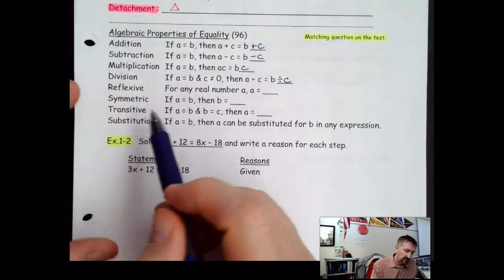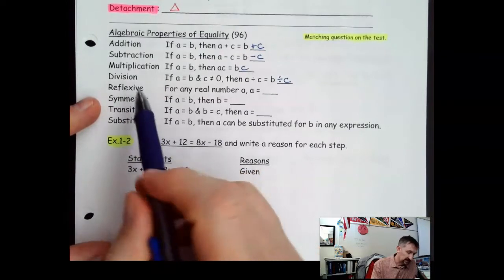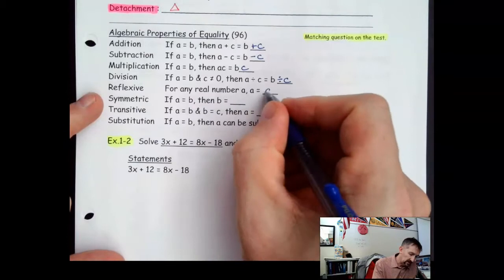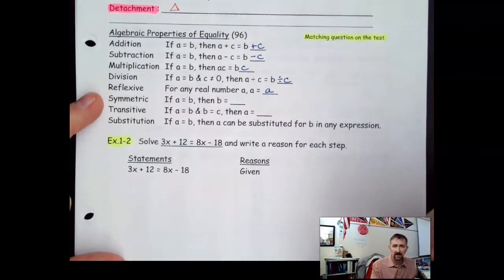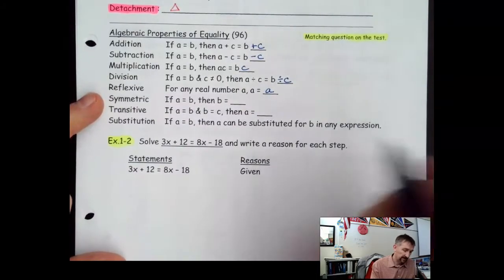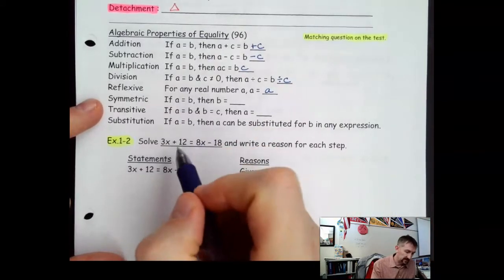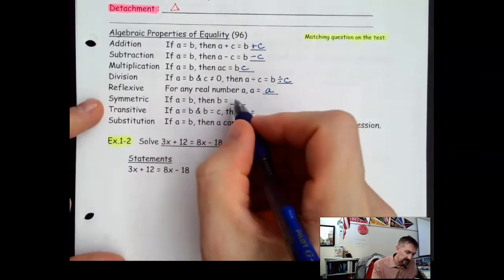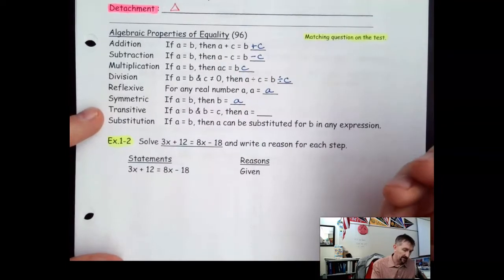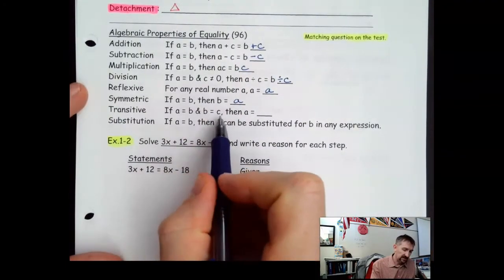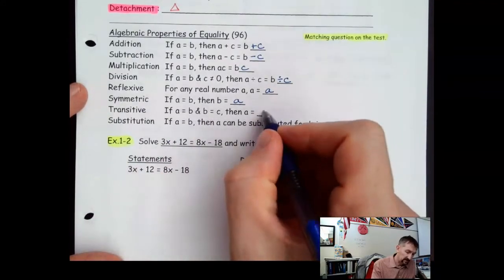All right, reflexive property. You need to memorize these. The reflexive property says for any number A, A equals A. That seems kind of silly, but a number is equal to itself. We actually use that for something else later. Symmetric property just means you can flip it over and it's the same. So if A equals B, then B equals A. Okay, transitive property: if A equals B and B equals C, then A equals C.